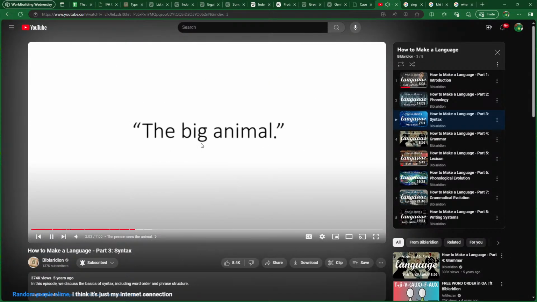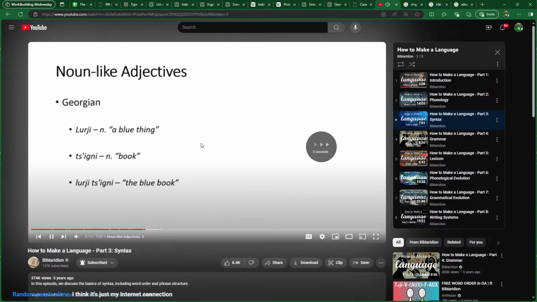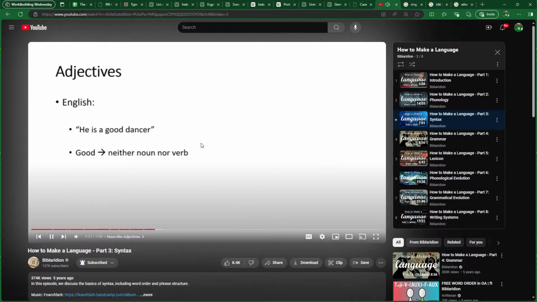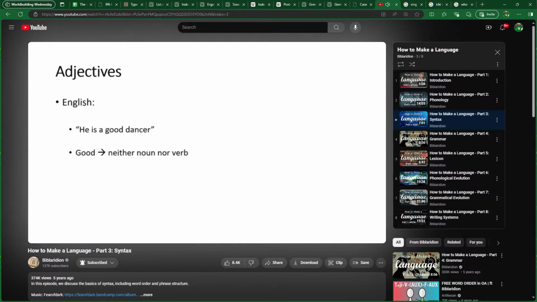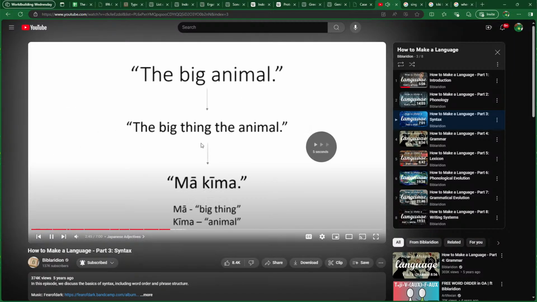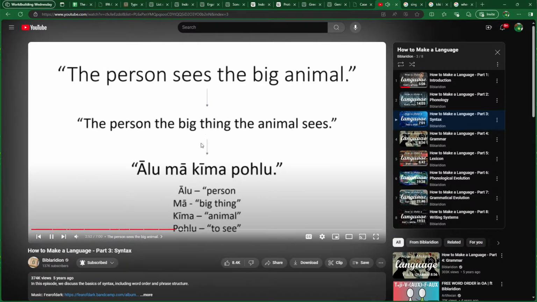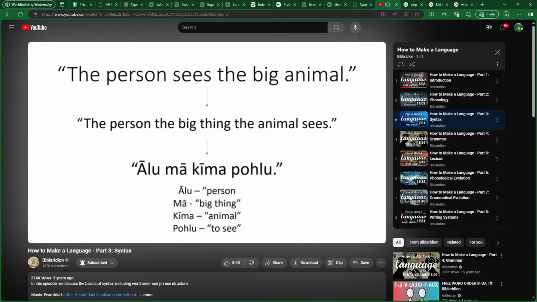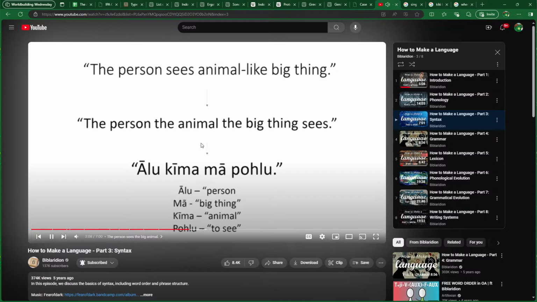Does the adjective come before? Or are they simply nouns, recognizably distinct from nouns? Many languages have verb-like adjectives that are recognizably distinct from both of them. So that means the big thing, the animal, sees. In this type of construction, the big one sees.